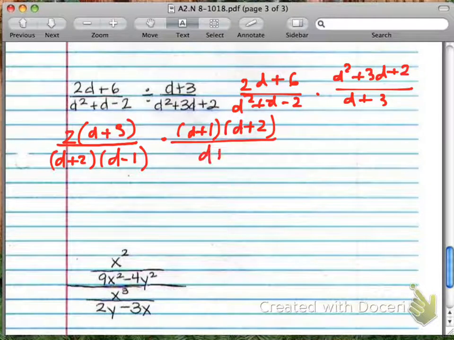Okay, over d plus 3, right? We can go ahead and start cross-canceling. So what do you want to cross-cancel first? D plus 2 first? D plus 3? Okay. Can I cancel d minus 1 and d plus 1? No. Can I factor out a negative there? Will that do anything for me? No. Just stinks. It is what it is. So what do I have left on the top? 2 times d plus 1.